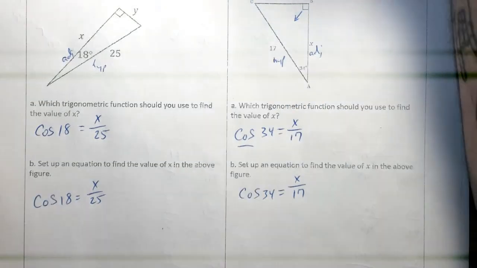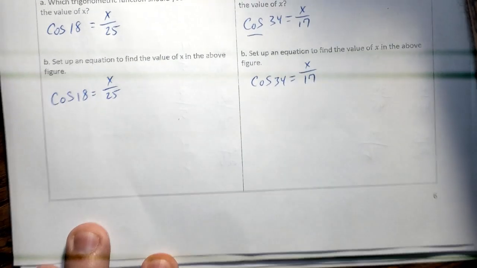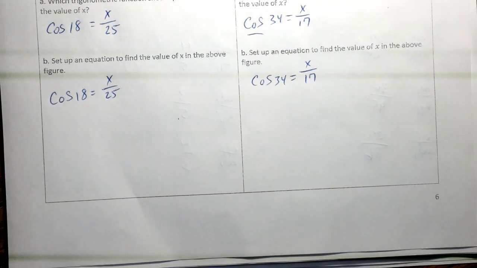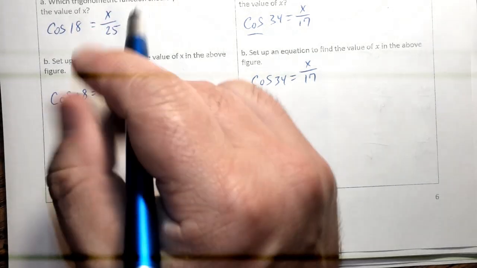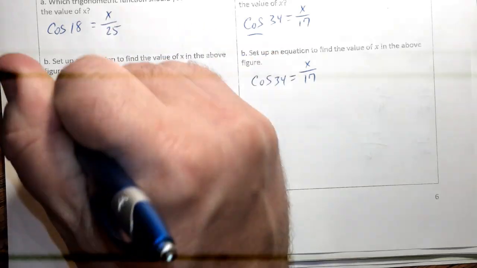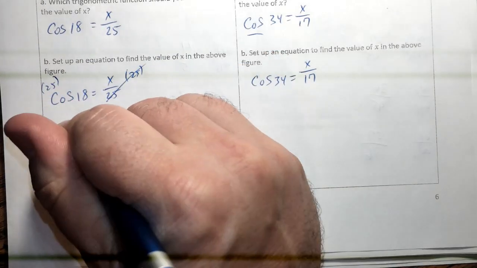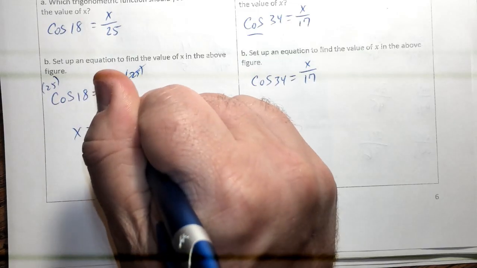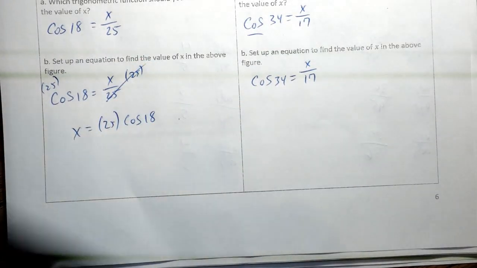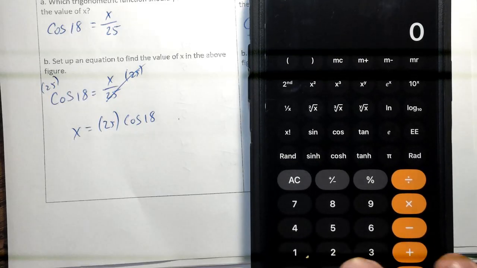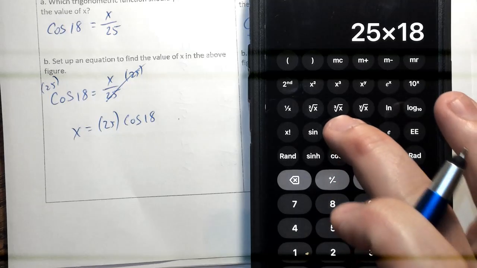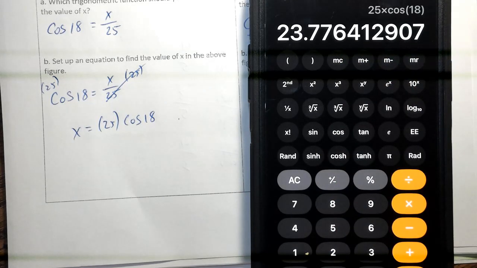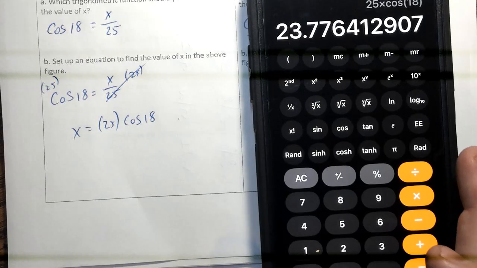Now, I'm going to scooch down since we have this, and I can put the phone with the calculator to the side once we get our equation, our x isolated. All right, so we're going to multiply. This one's really simple because to get rid of this fraction, I'm going to multiply both sides by 25. They cancel here, so x is going to equal 25 times cosine 18. So 25 times 18 cosine, you see it puts it in there, and then we hit equals. So 23.77, we're going to round that up to 23.8.